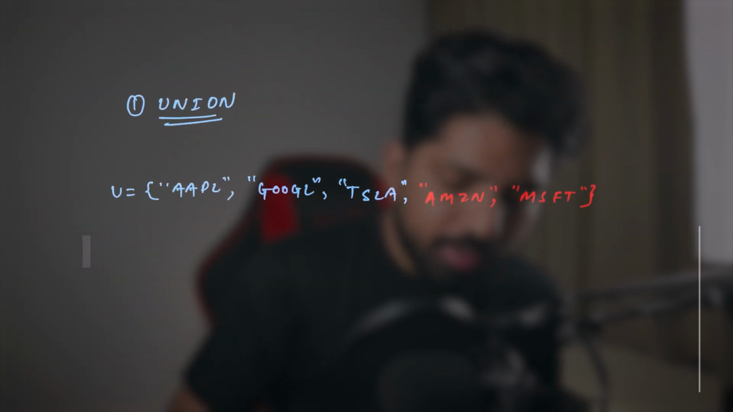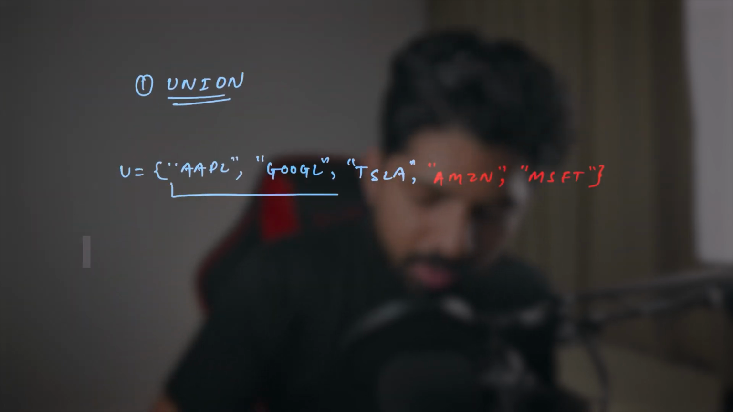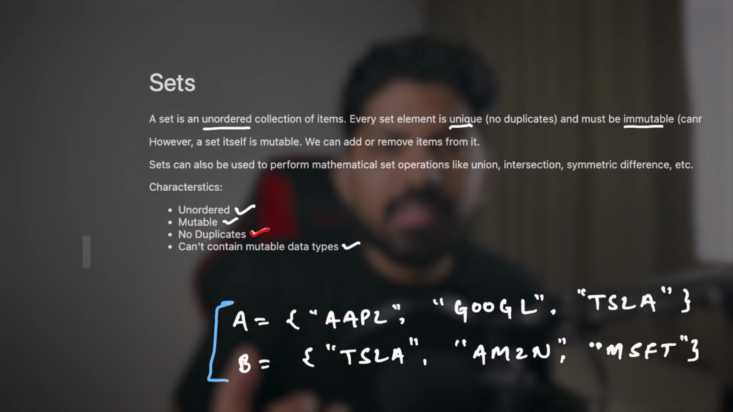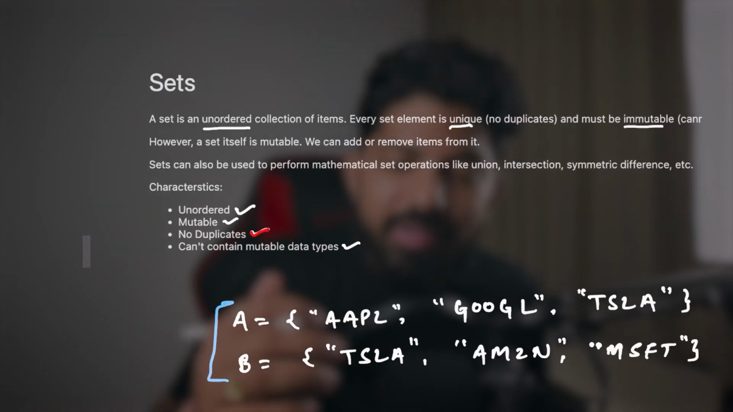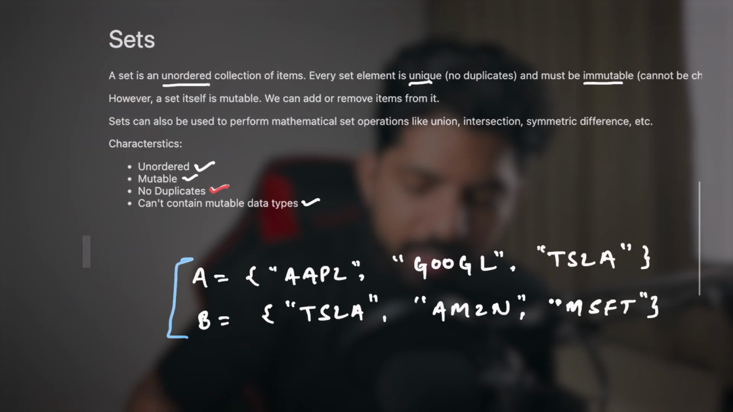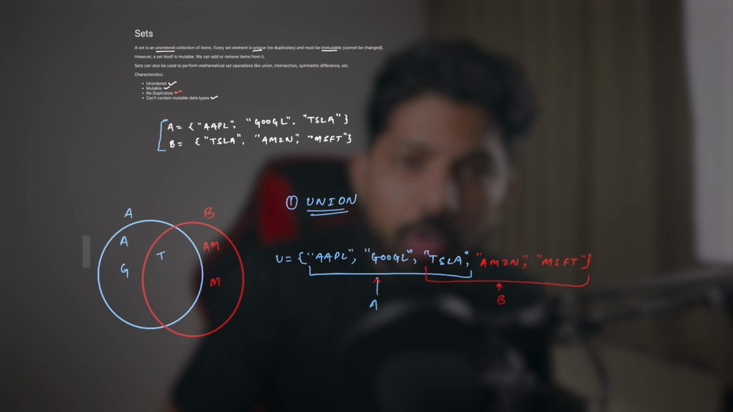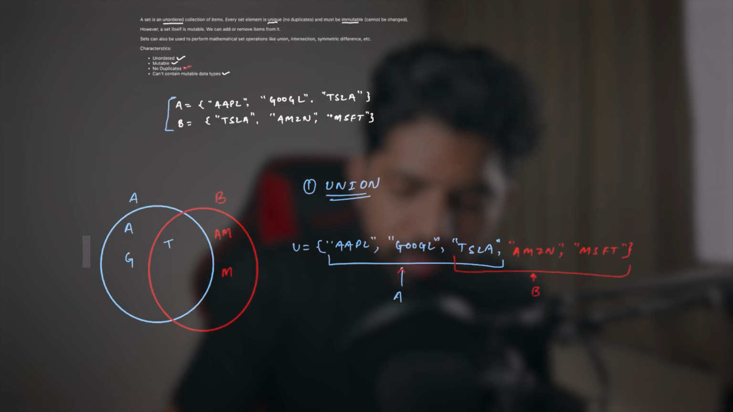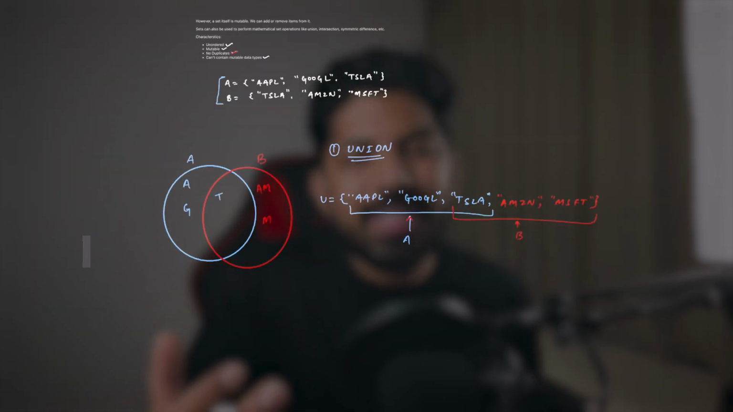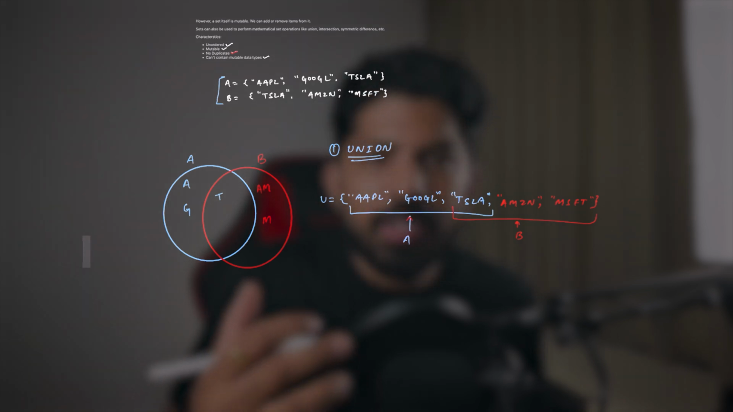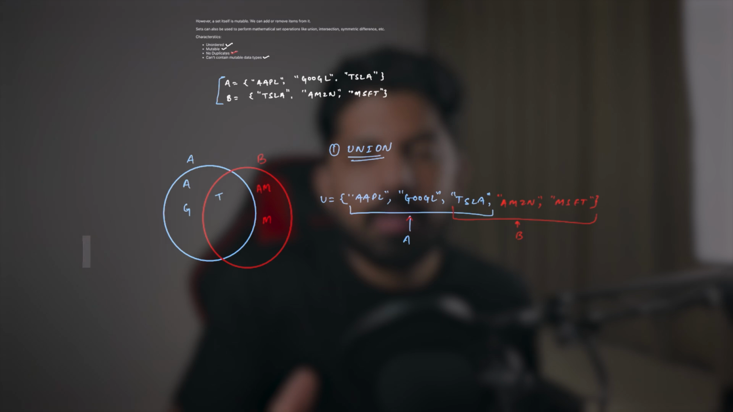Now pay attention here. These elements are from set A, correct? And these elements are from set B, correct? As we have already seen, sets do not have duplicates. Even if there are duplicates, they get ignored, right? So the Tesla was a duplicate here, so it was ignored. And in the union of sets, we have these 1, 2, 3, 4, 5 elements, correct? So in short, union is the combination of all the elements from both sets, and you can ignore the duplicates. That simple, the union is, right?